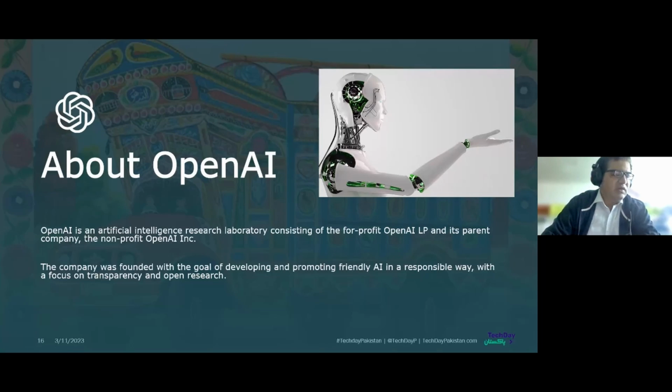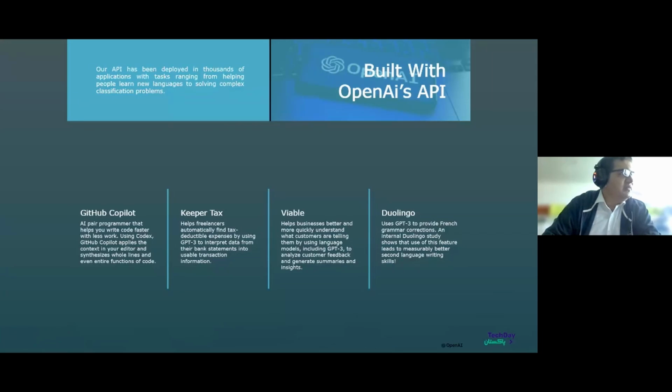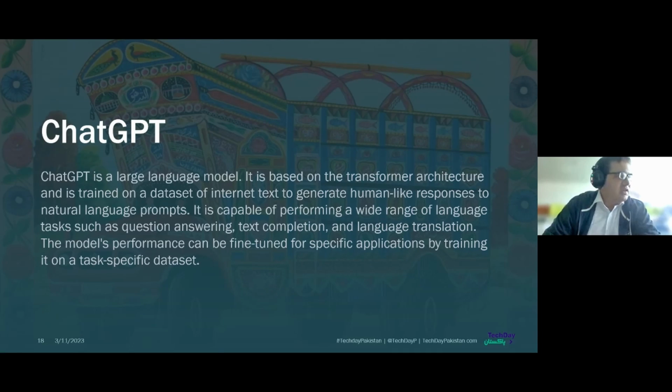I think I don't need to fully explain what OpenAI is. Everyone knows about it. It's an artificial intelligence research-based organization, and they have built certain solutions based on that. GitHub Copilot is there. We have HyperText, Fireball, Duolingo. We have many other solutions that nowadays we get to see that are based on these OpenAI solutions. And one of them, which we hear a lot, is ChatGPT.